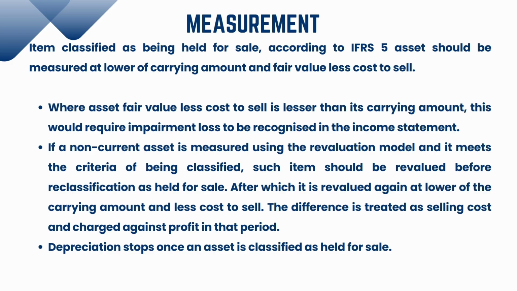Then we have cost to sell. Cost to sell, this is the amount spent to sell an asset. So let's say advertisement cost or the money paid to a valuer, the person who valued the asset before sale. So all those things are considered as cost to sell. So now IFRS 5 is saying that a non-current asset held for sale should be measured at the lower of fair value less cost to sell and carrying amount.